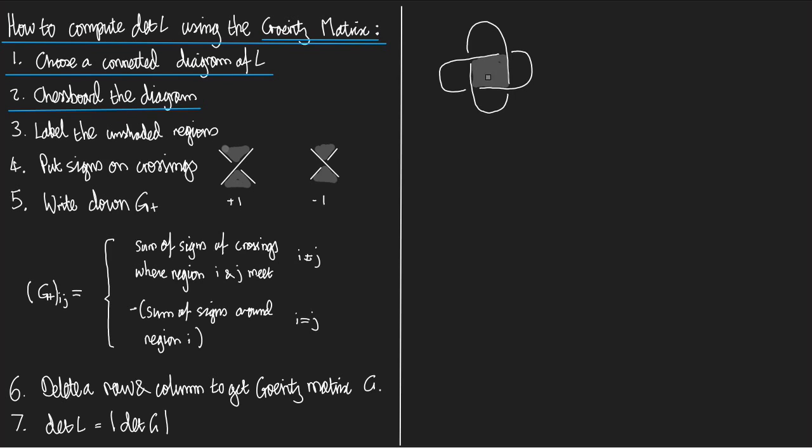Then the regions adjacent to that, I have to leave not colored in. So this I can't color in, this I can't color in, this I can't color in, and neither this one. And have I finished chessboarding the diagram? No. Remember that the outside is always a region, whether we like it or not. So we must also chessboard that.